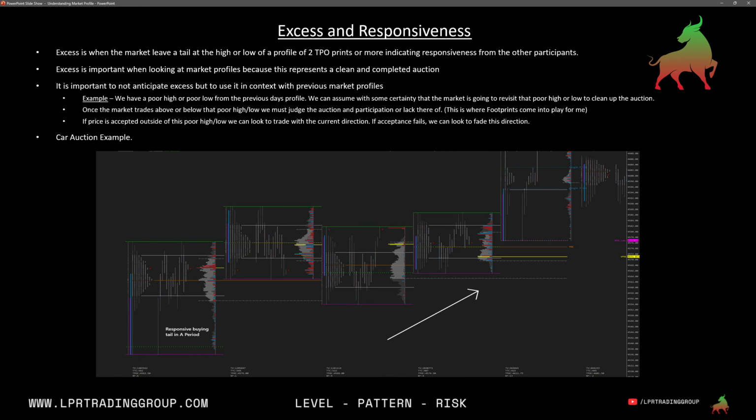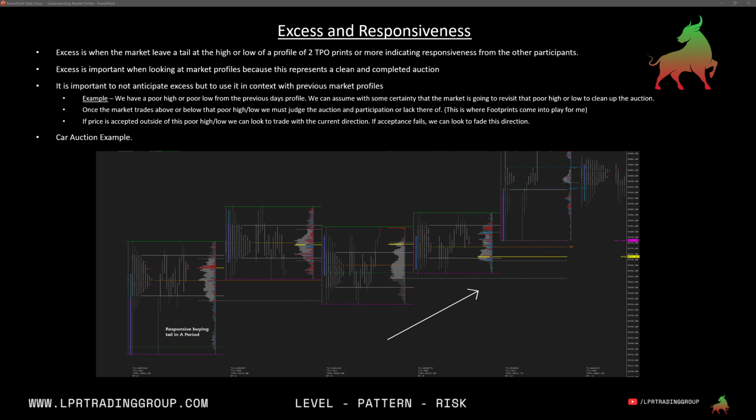So oftentimes you'll look at your market profiles and you'll see these tails at the bottom of the profiles here, and they could be large, just like this one here, which would equal responsive buying in A period. So if A period is our first period, as you guys know, I split my periods here. So if A period is period 1, we have responsive buying off open price, driving price to the upside.